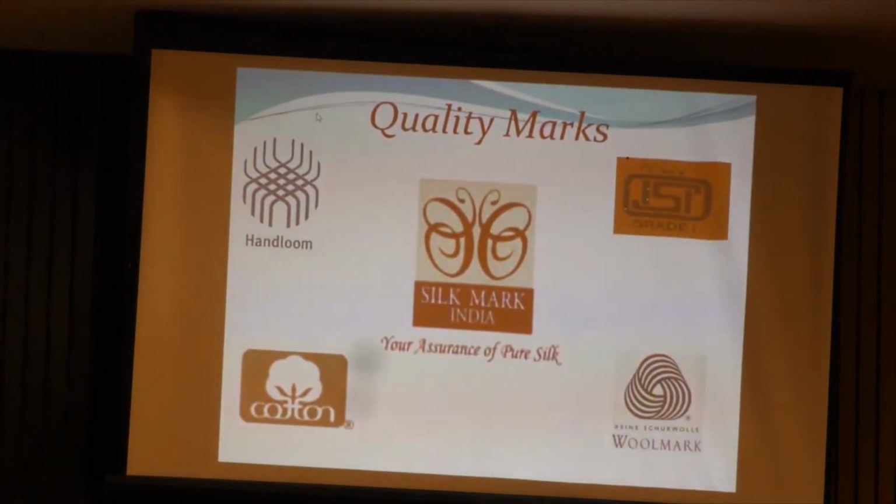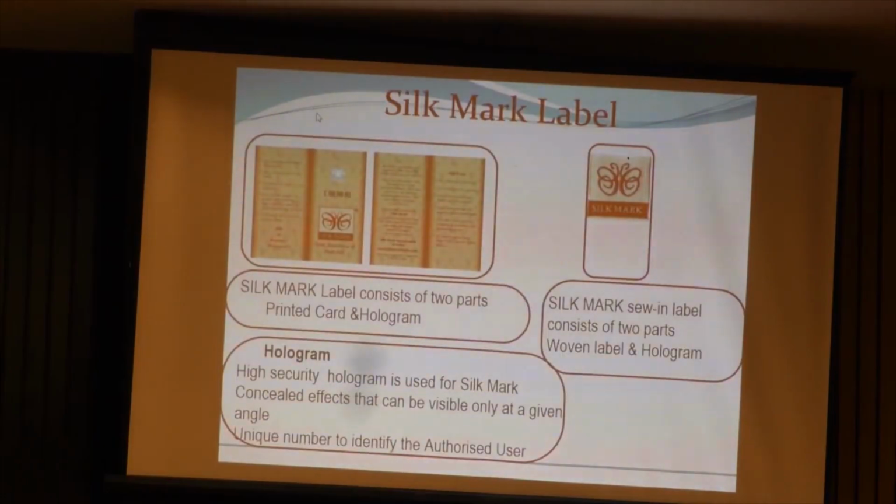These are some of the quality marks, and Silk Mark is one of them. The Silk Mark labels come in three types. This is the card type, and one is a sewn label, and now there is another new label that's pasted on, and you cannot remove it easily. If you remove it, it will break into two parts. To avoid cheating, we made this new label.